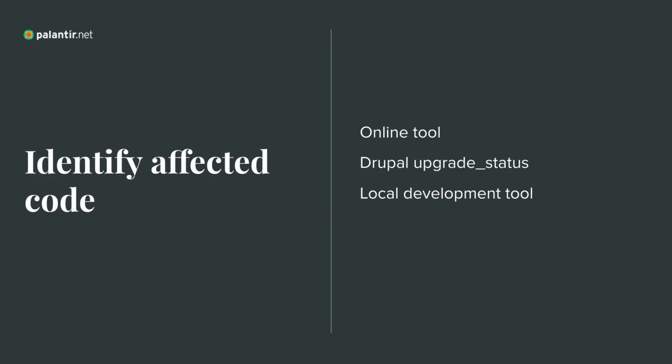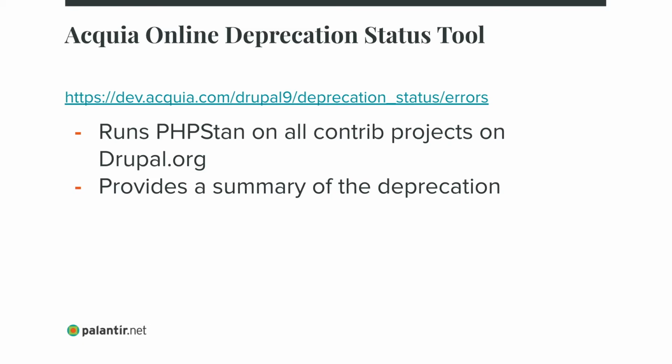There are a couple of tools that you can use to identify the affected code. One of those tools is provided by Acquia on their website. You can visit the website and scan contributed modules and find out what is the status of these. Do they have certain deprecations in them?